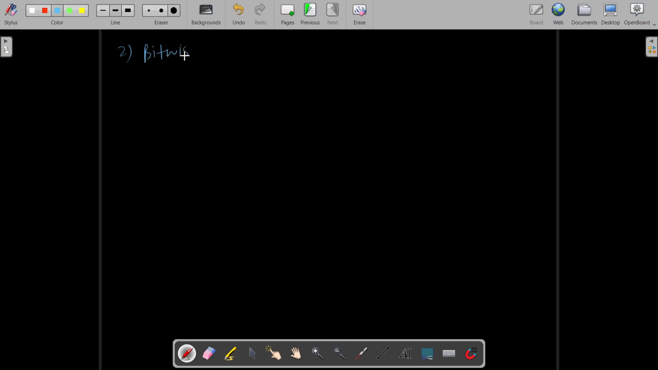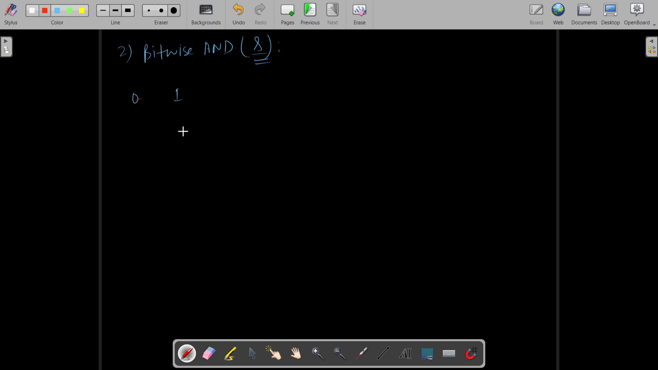Okay, the bitwise AND operator is represented by this symbol. Now how does bitwise AND work? Let me tell you the rule. If there are two bits, and the value of any one of the bits is 0, then the result will be 0, otherwise the result will be 1.